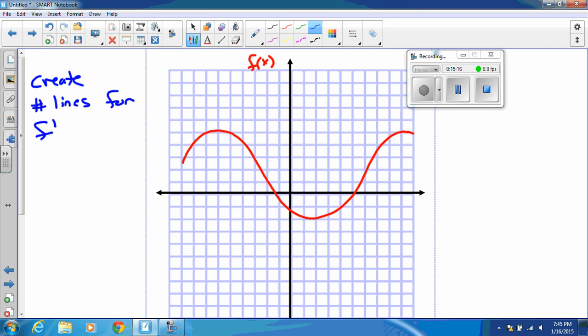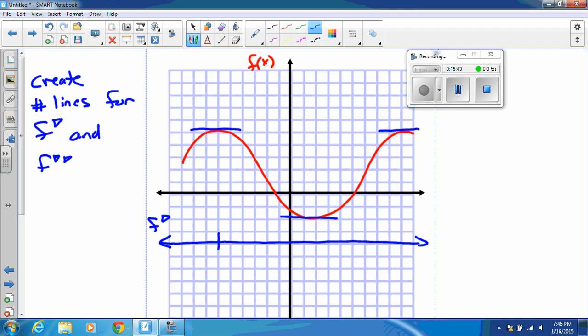And now our task is going to be to create well-labeled number lines for f prime, which we already know how to do, and for f double prime, which we are learning right now. Since this is a graph of f, its slope will be f prime. And so we can take a look at the places where the slope of f is 0, here, here, and here. And those three places give us the zeros of f prime, just like that.